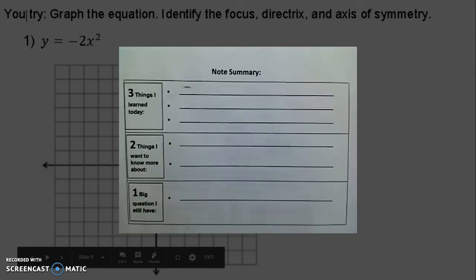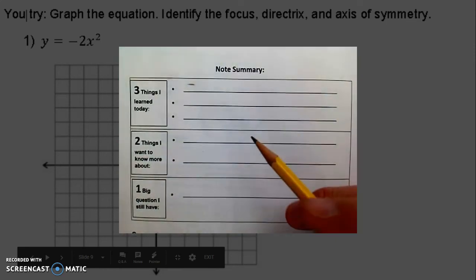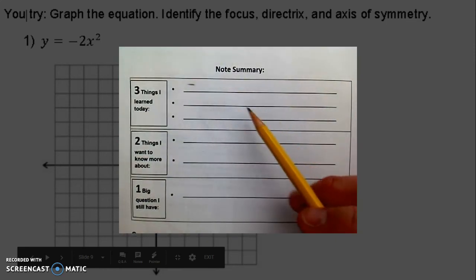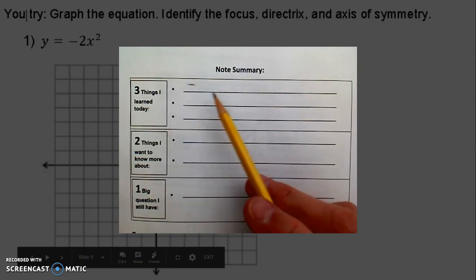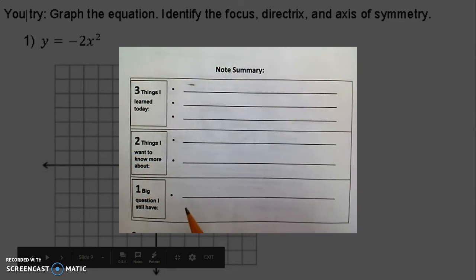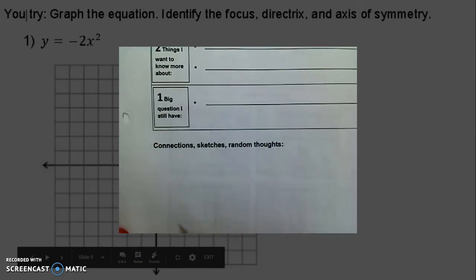So make sure to go ahead and kind of cement your thinking, cement your learning here. Go ahead and take some time to look back at what we've done today. Write down 3 things that you learned, 2 things that you want to know more about, and then 1 big question that you still have, and then the space here below for additional note taking, and that could be sketches, it could be other connections, random thoughts that you have.